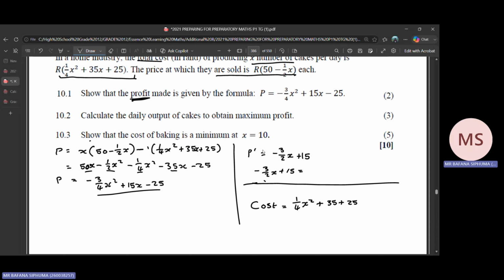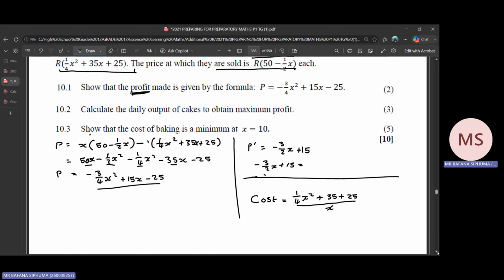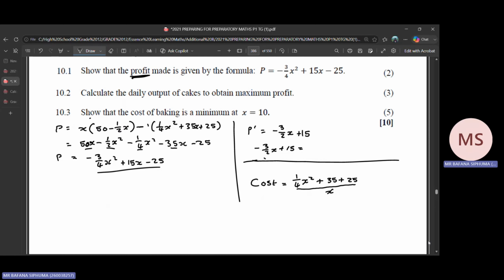We have our cost over there. If we divide our cost by the number of scones that are baked in a day, what we're going to get is the cost of baking the scones. I don't know if that makes sense. So here we have to divide by the number of scones sold in a day. Having done that, we're going to simplify this before we take the derivative, because the minimum is found using the first derivative. Maximum and minimum use the first derivative.